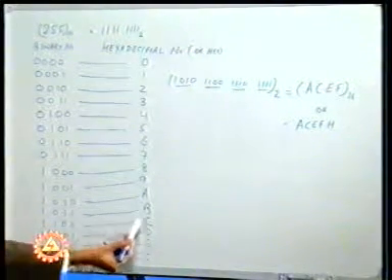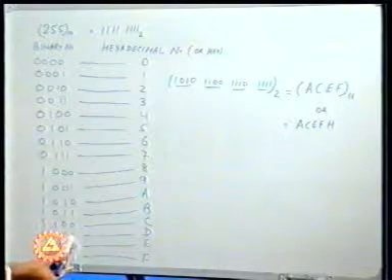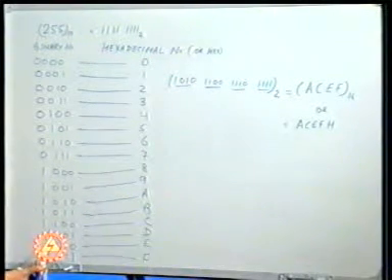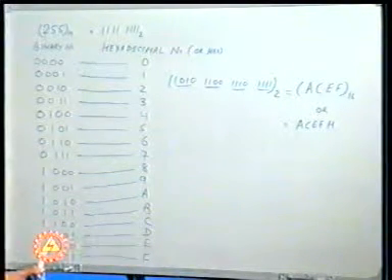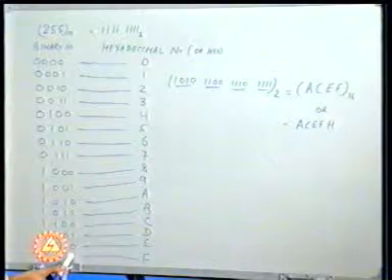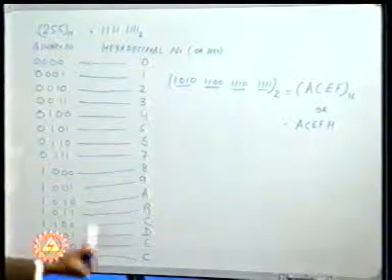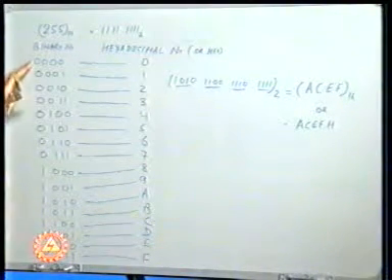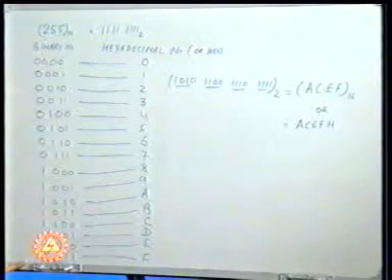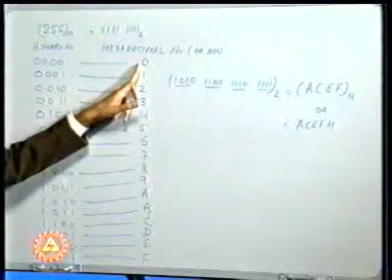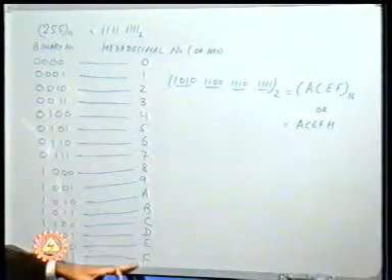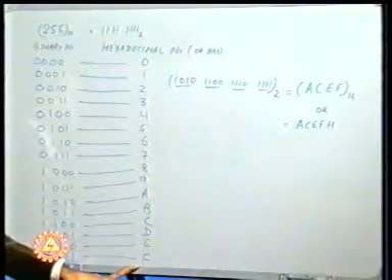1100 in binary is represented by C. 1101 is represented by D. 1110 in binary is represented by E. And 1111 in binary is represented by F. So in all, using 4 binary digits, we had 16 combinations available, and the same combinations are represented by 16 different levels in the hexadecimal number system.